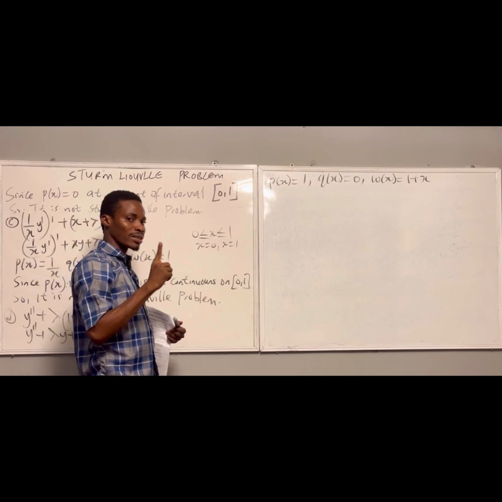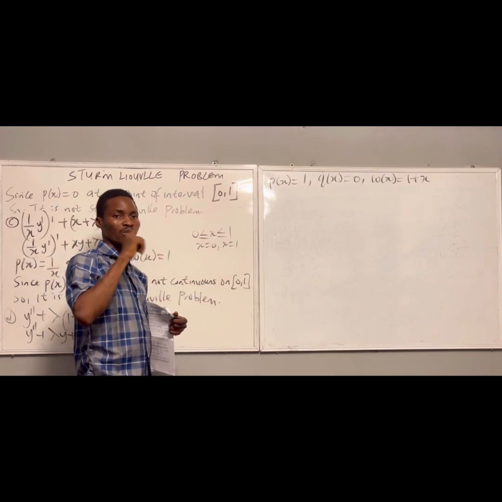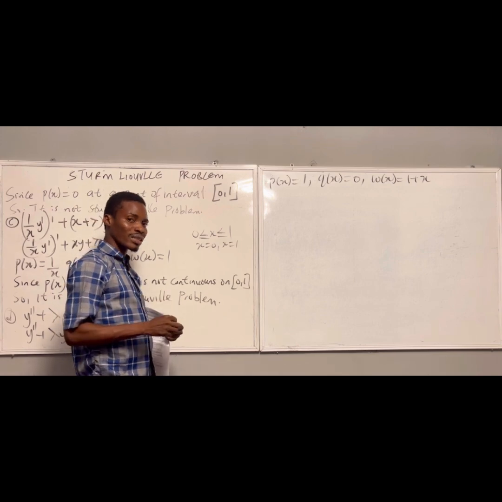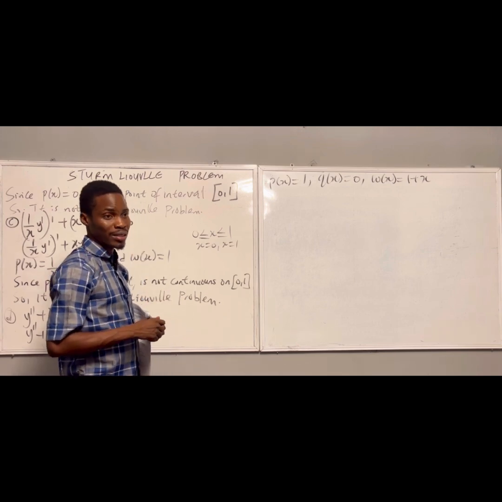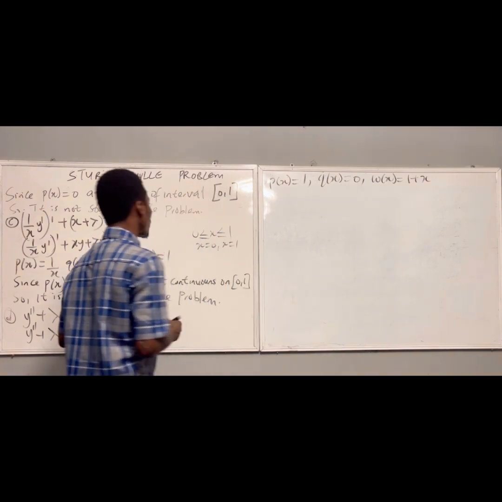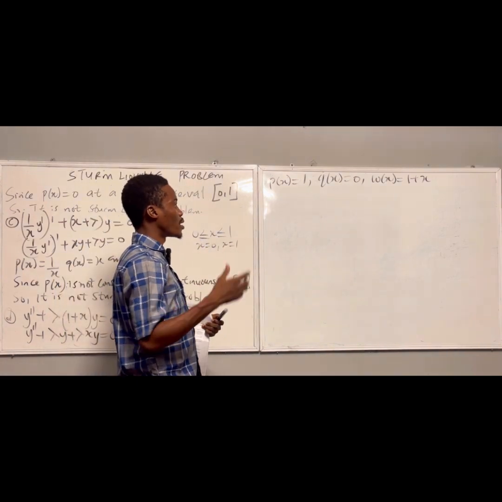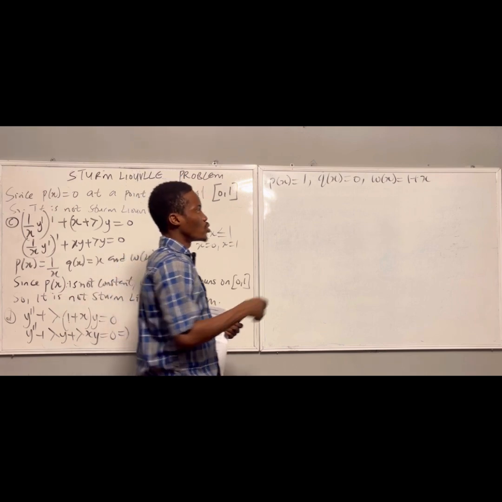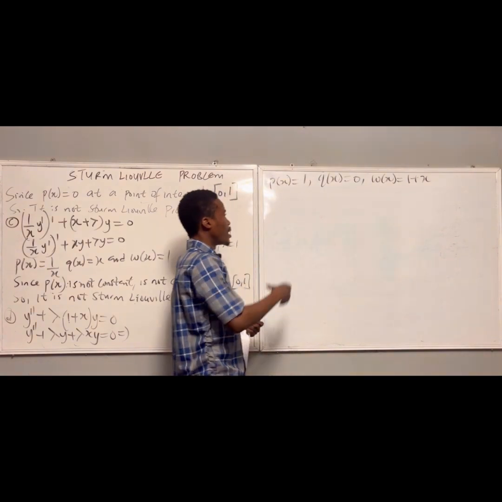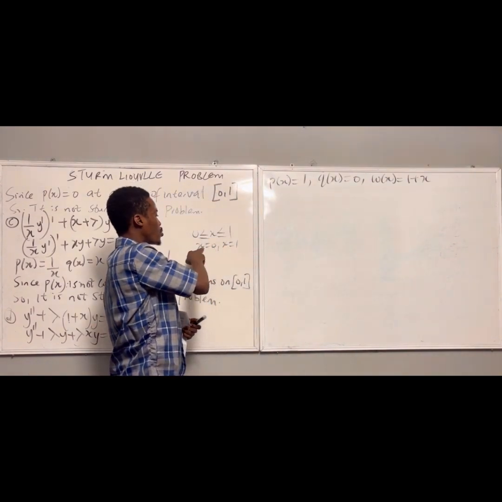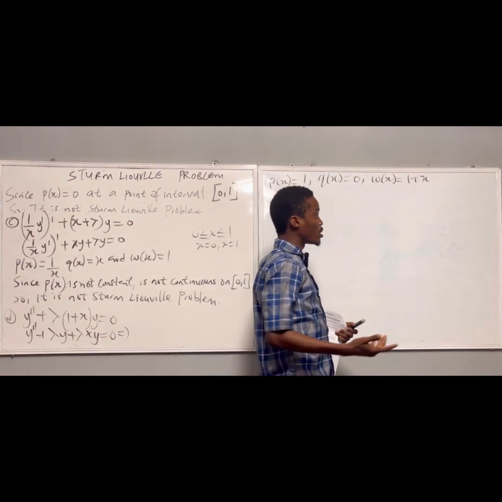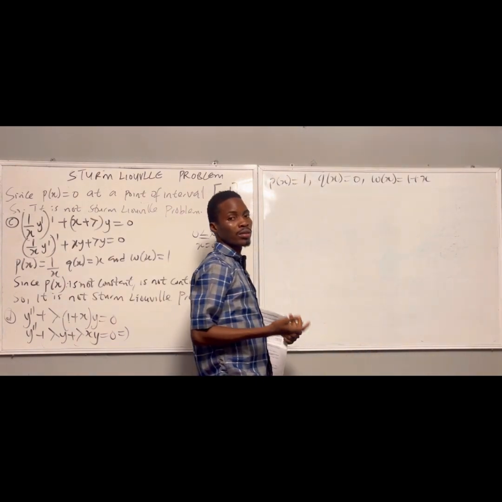It must also be positive. If it is not positive, it does not satisfy a Sturm Liouville problem. It must be continuous, and when it is continuous it will give us a positive value. You can see that our p of x here is 1, our q of x here is 0, and our w of x here is 1 plus x. If I put x equal to 0 here, I'm going to have 1 plus 0, which is 1.